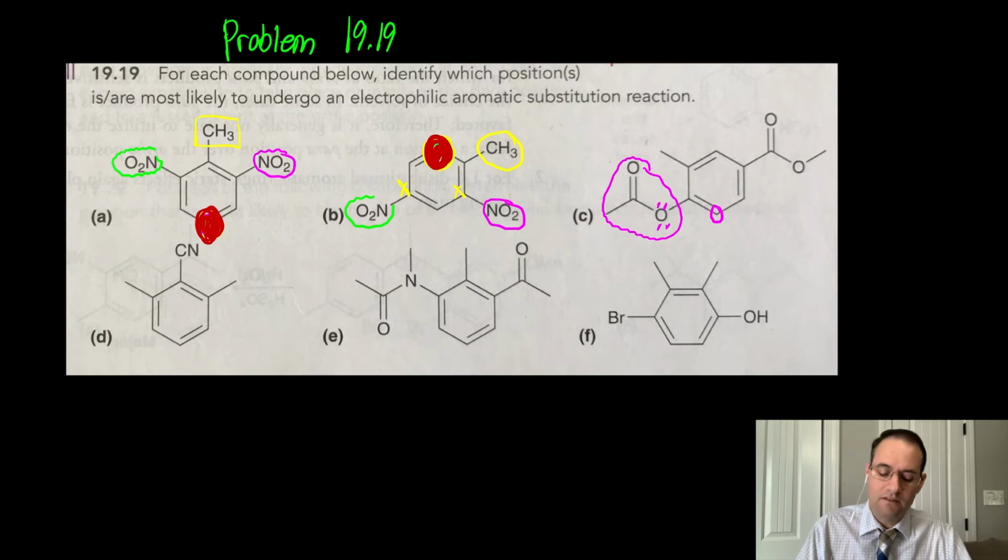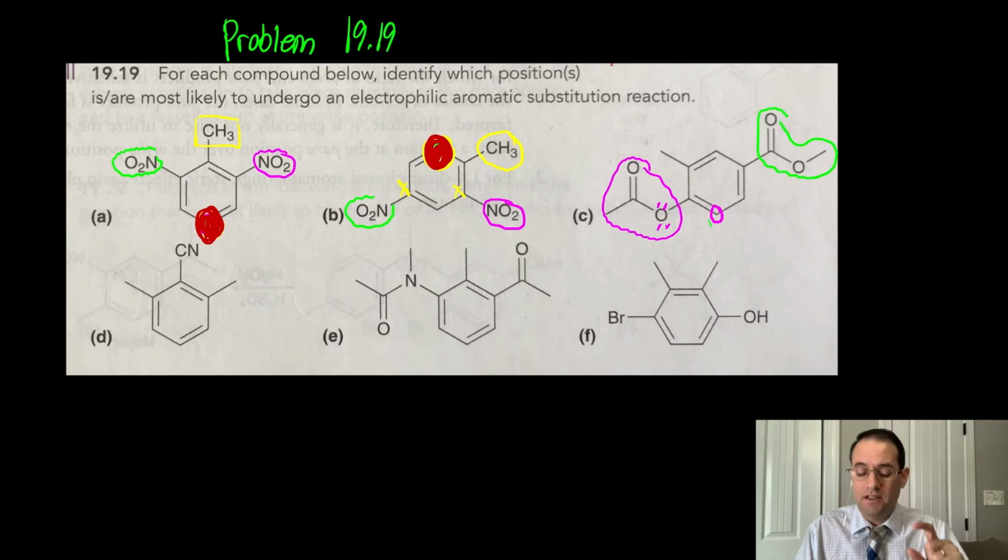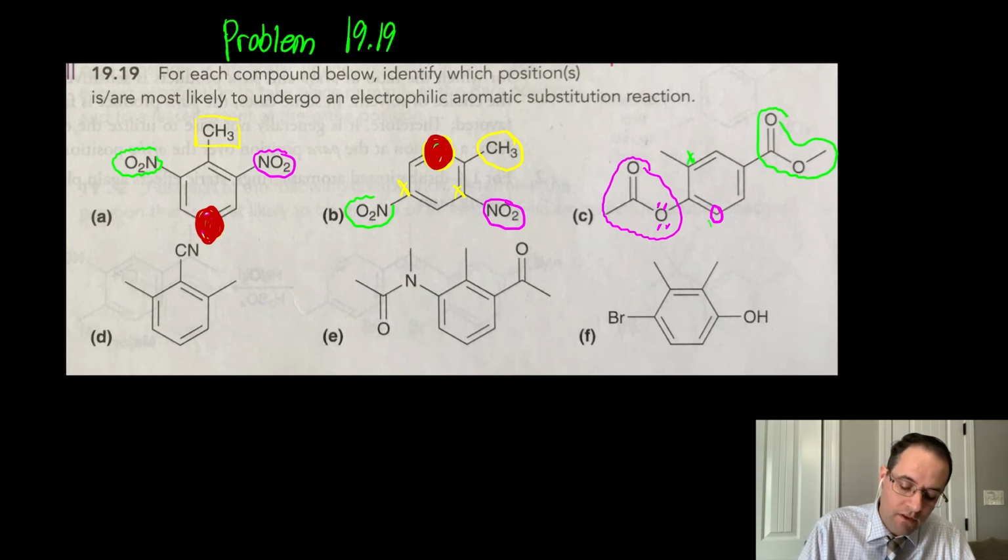I'll erase those X's. Our other substituent here, we'll use green, is an ester. And there's a pi bond right next to the aromatic ring, so that's an electron withdrawing group. All electron withdrawing groups are meta directors. There's no hydrogen at this meta carbon, but there is a hydrogen at this meta carbon. Finally, we'll analyze the methyl group here with the yellow box, and that's an ortho para director. So here's ortho, and here's para.